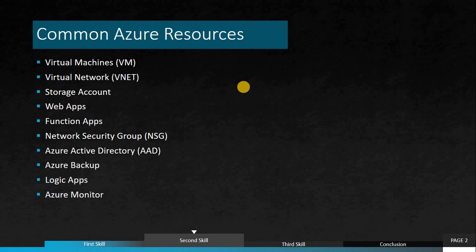Web app, as the name suggests, is a web application. Function app basically acts upon your logic or function. A network security group is more like a software-based firewall. Azure Active Directory is used for your identity services. Azure Backup is for backing up resources like virtual machine, storage, etc. Logic app is a special kind of app which executes based on your logic. And lastly, Azure Monitor, which is used to monitor the logs or events that happen around all the resources that we have previously discussed. So without further ado, let's dive into the Azure portal and see the resources in live action.